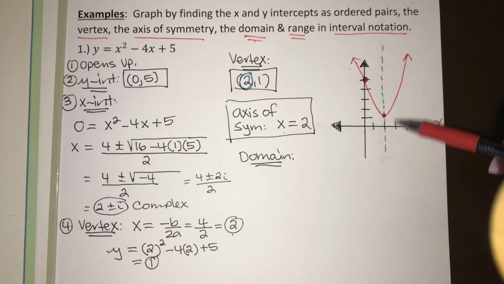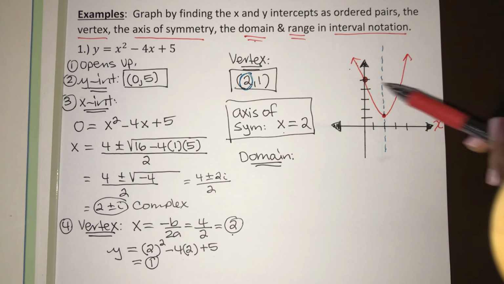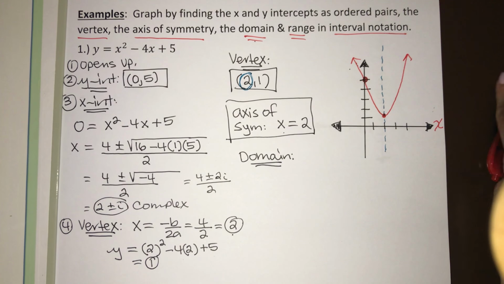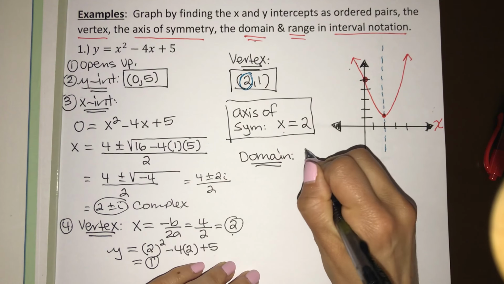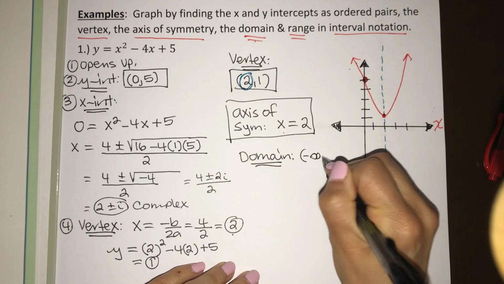So if the graph continues infinitely up, to the right and left, it will cover all of these x values. So all of these x values here are covered, which means since it continues on forever, it will have a domain of all real numbers, and we need to put that in interval notation, so it looks like that.